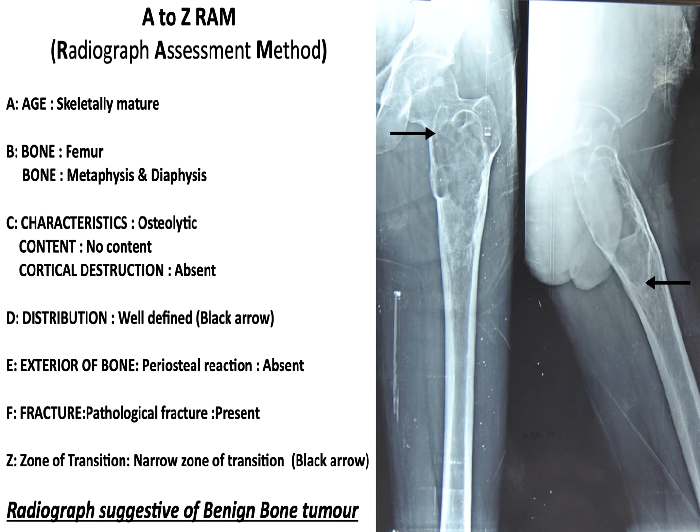So if we want to summarize this case, it's a lesion in the femur bone involving the metaphysis and diaphysis, which is well defined with a narrow zone of transition, and most probably it's a benign bone tumor. So the differential diagnosis in this case can be a giant cell tumor or an aneurysmal bone cyst.